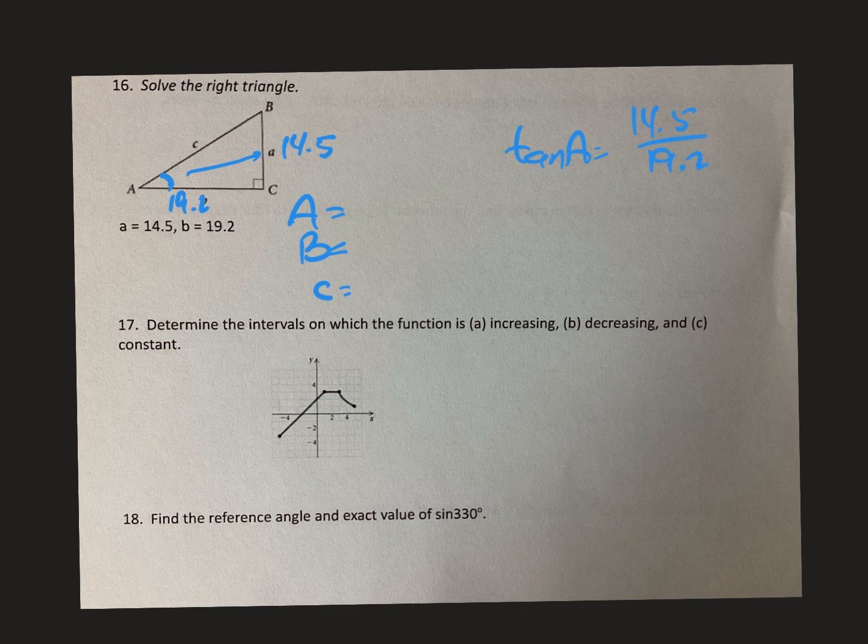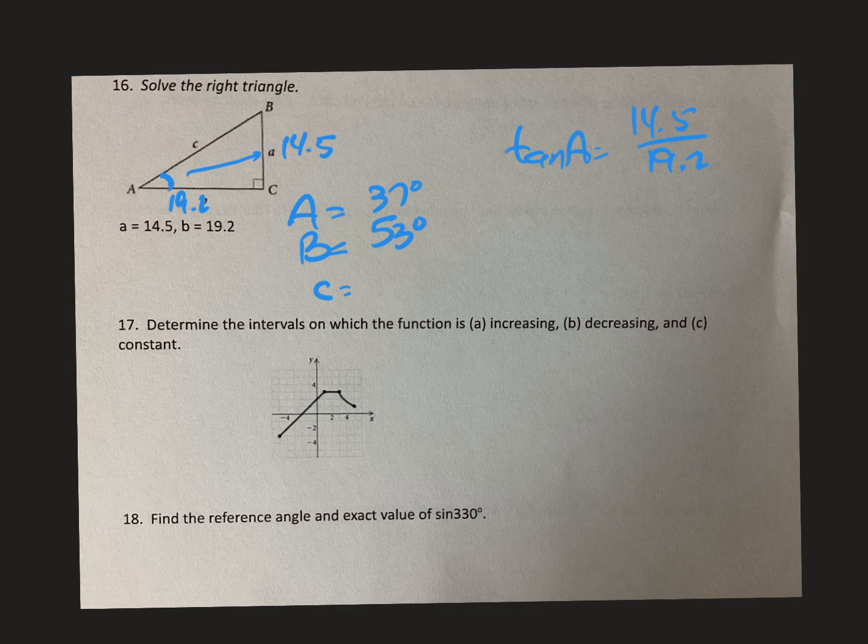Now, my calculator is still in radian mode from one of the previous problems, so I'm going to make sure it's in degrees now. And I'm going to just punch in, remember, if you're looking for an angle, it's inverse tangent or second tangent, 14.5 divided by 19.2. And I'm getting, let's go nearest degree, 37 degrees for A, which means I can find B just by doing 180 minus 37 minus 90, just subtracting those from 180, you get 53 degrees there.